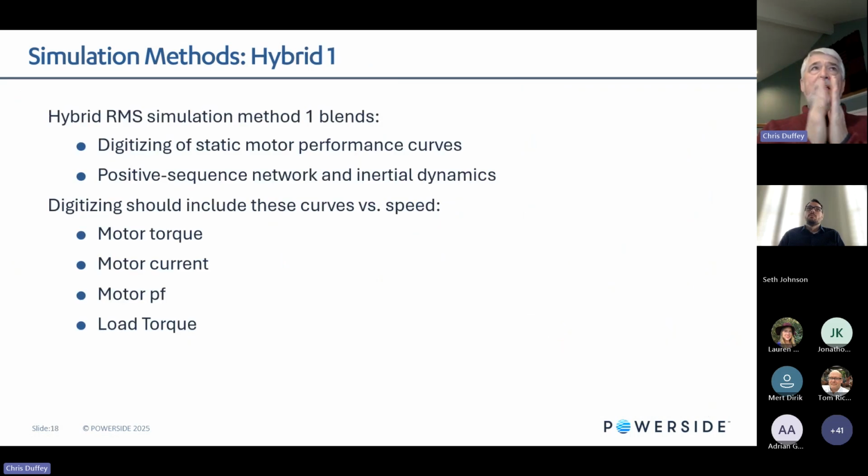It's going to blend a digitizing of the performance curves and the positive sequence network. So you should be digitizing the torque, the current, the power factor, and I think I listed torque there twice accidentally. So you don't need torque. Oh, excuse me. I'm sorry. That's the load torque. So to get that torque difference versus speed, you have the motor torque that you're going to digitize off, and then also the load torque.